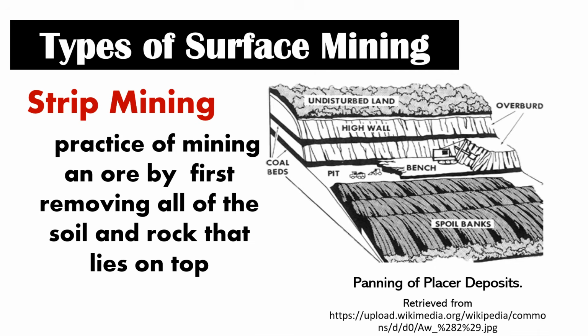Second type is strip mining. It is defined as the practice of mining an ore by first removing all of the soil and rock that lies on top. So as you can see here in the model, you can say na dati meron ditong overburden. Tapos, sa layer din na to, dito banda, then you'll have the minerals. So ang ginawa is that layer by layer ang paghuhukay kapag gumagamit tayo ng strip mining.